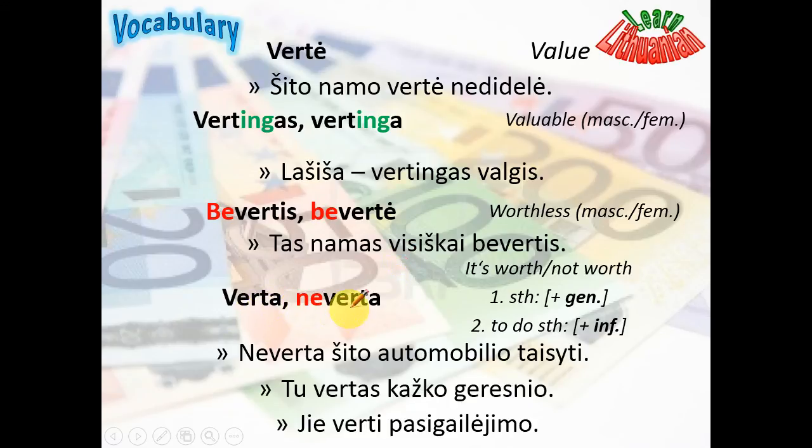Verta, neverta. Verta means it's worth doing something, or it's worth something, and neverta, it's not worth something, or it's not worth doing something. If you want to say it's worth money, you have to use genitive for the noun money. And if you want to say it's worth doing something, you should use, of course, the infinitive of that verb. So let's see sentence examples.